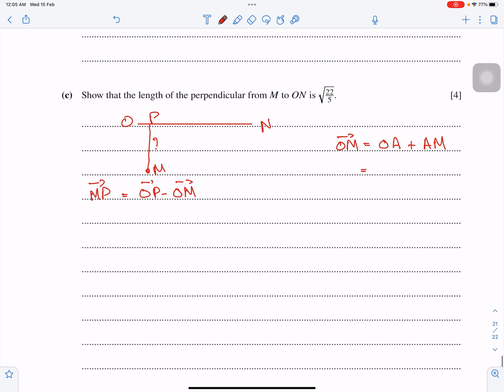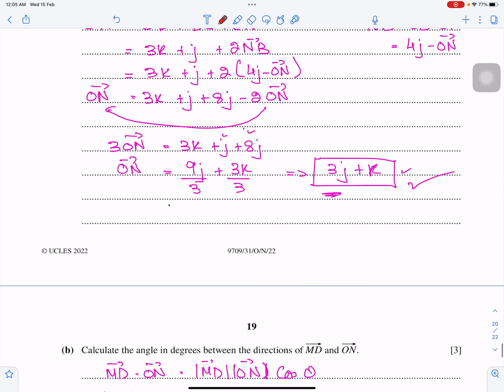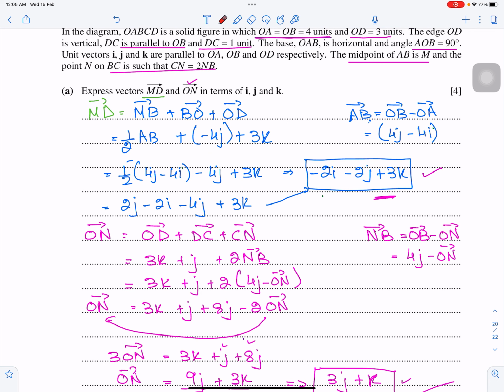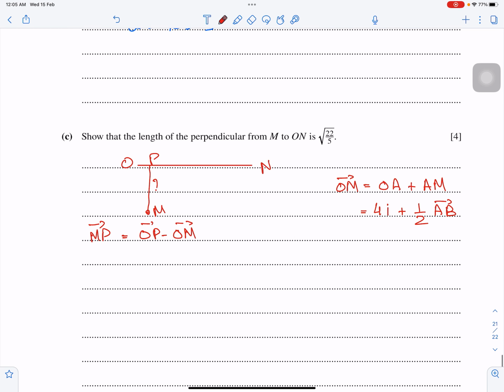So 4I, and this is half of AB, and we have just calculated in the above part half of AB, if you remember. So we'll use the values from there. We use it here, half AB, which is equal to 2J minus 2I. So I'm going to use this value. So it will be 2J minus 2I. Right, I'm just picking it up from the above value which we have calculated. So this will be equal to 2I plus 2J. So I got my OM, which I can write here easily.